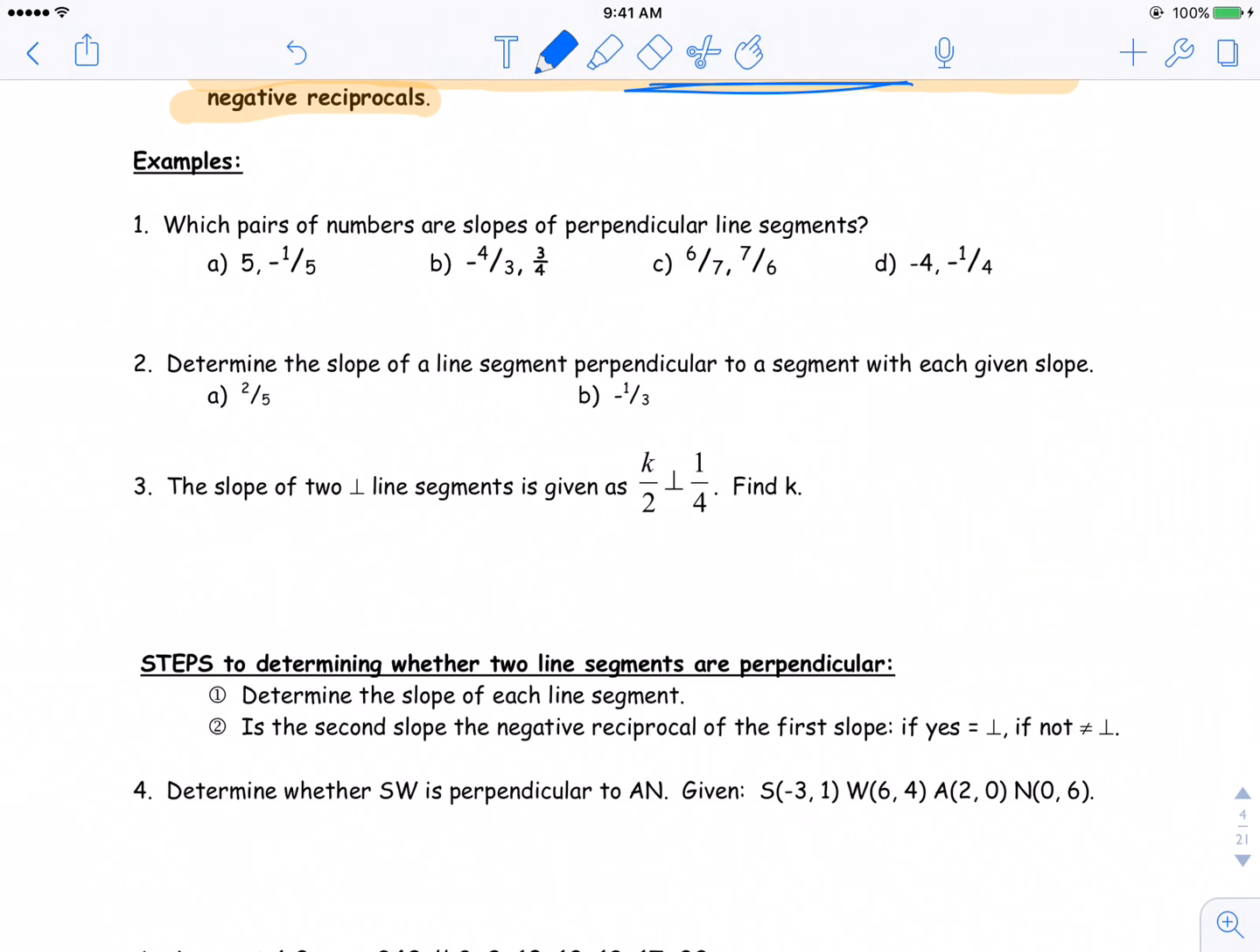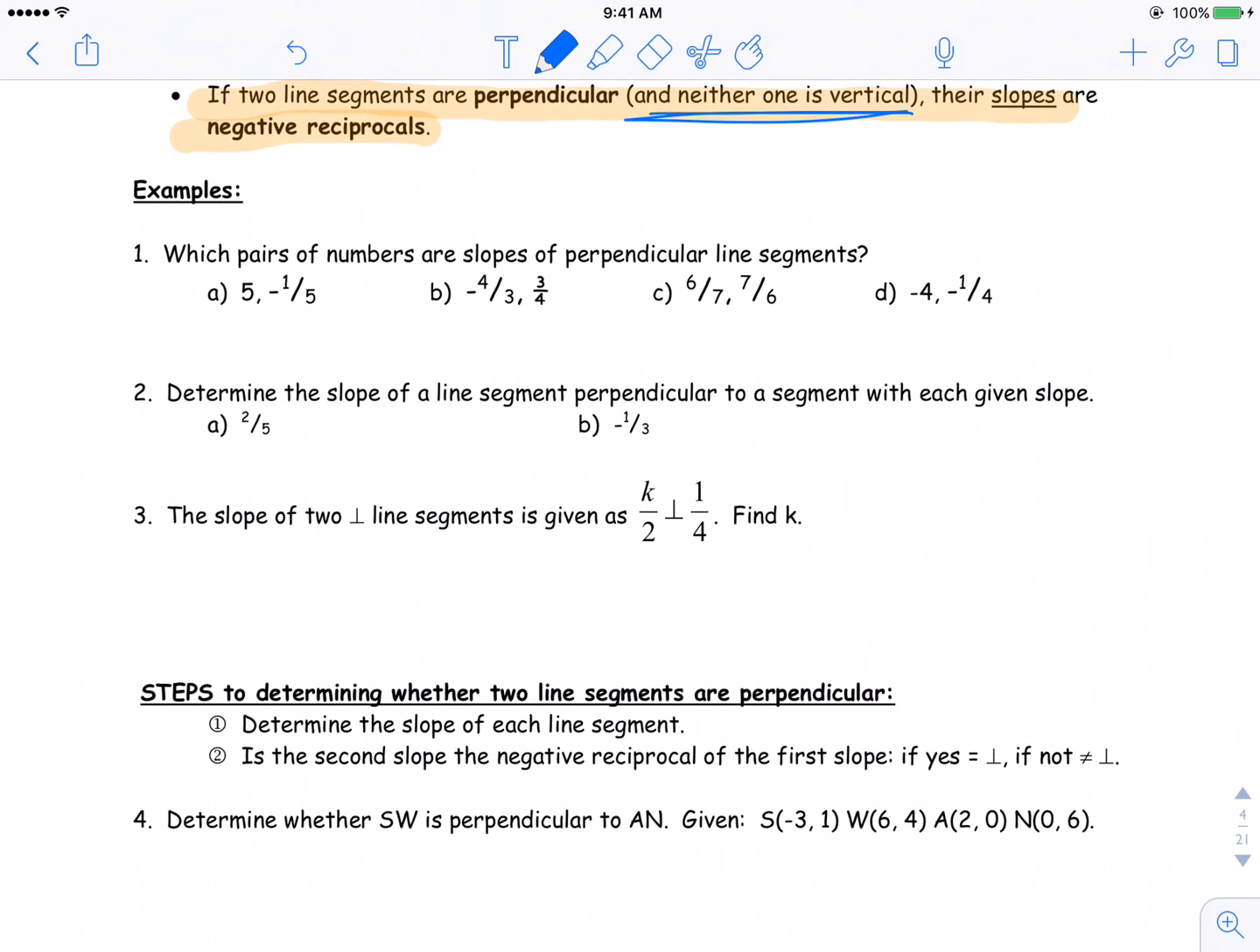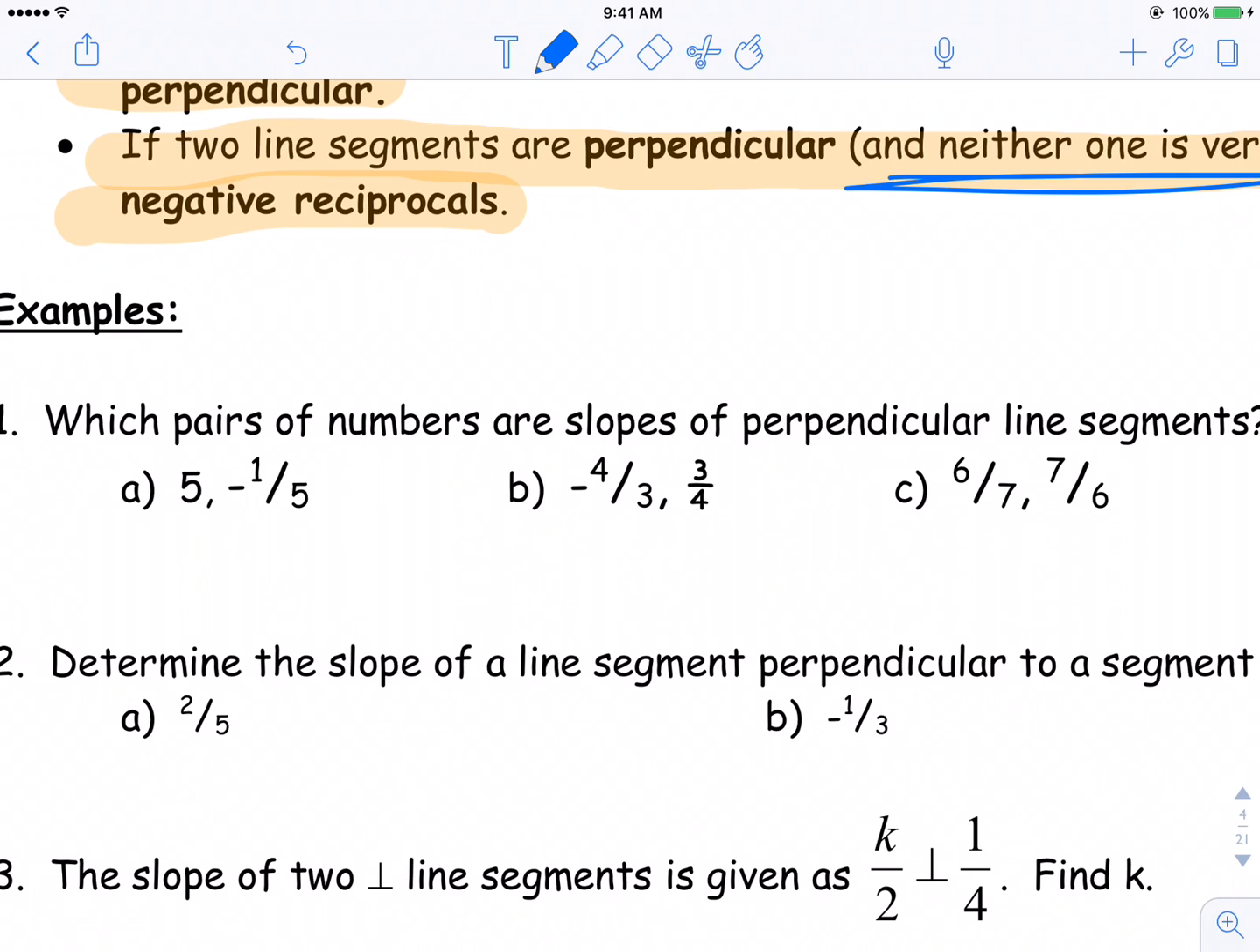Okay, last part here for section 6.2. I'll run through all four of these right now, so that we've only got one more video to look at. Examples. Which pairs of numbers are slopes of perpendicular line segments?